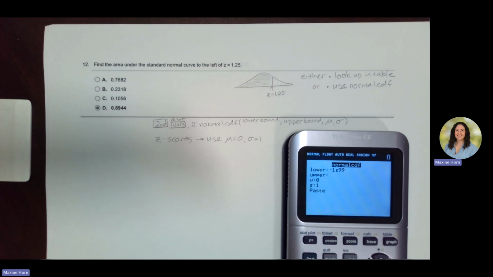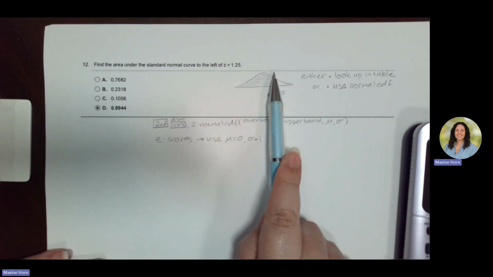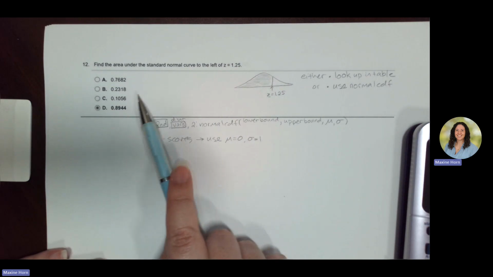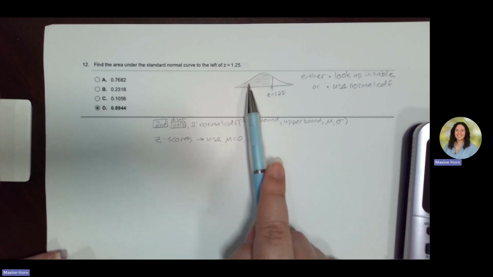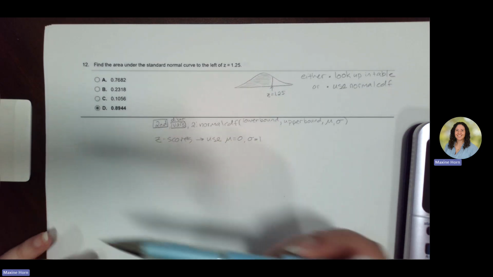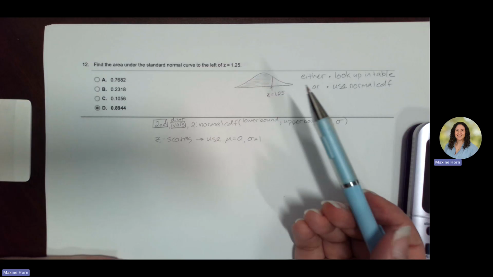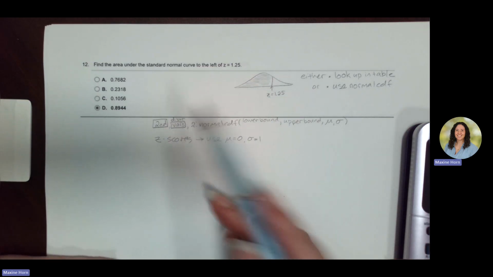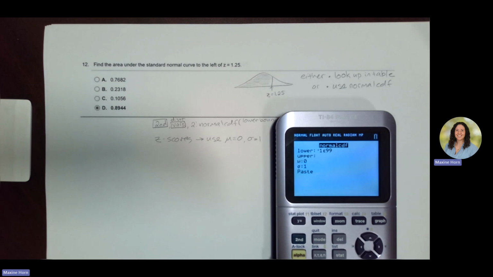Okay, so what are we talking about with lower bounds and upper bounds? We're talking about where it is shaded, okay? So this is shaded to the left. So technically my lower bound is negative infinity because it's way over there. It technically never ends, but we can't type that in. So we have to give it a really, really, really low number. Okay, so you'll notice in the calculator, it defaults to this -1e99.